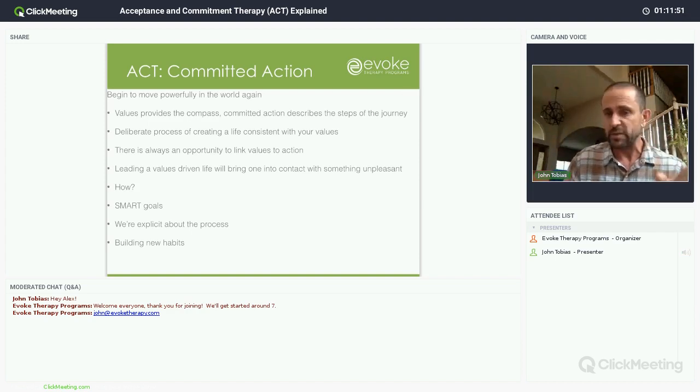And we're very explicit about this process, meaning we talk about it, we think about it, we share the process with others. And the idea is that if we are explicit about this process long enough, it begins to become implicit, right? It begins to become a habit, and that's what we want.